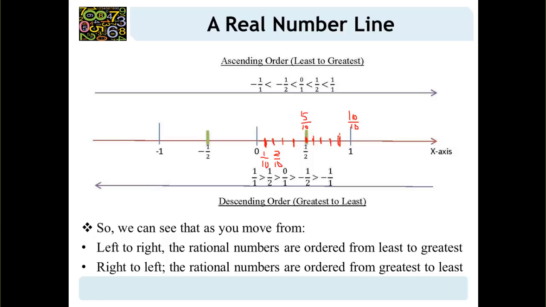10 over 10 is greater than 9 out of 10. 9 out of 10 is greater than 8 out of 10. 8 out of 10 is greater than 7 out of 10. 7 out of 10 is greater than 6 out of 10. If you're moving from right to left, it is greater. 5 out of 10, 1/2, is greater than 4 out of 10. 4 out of 10 is greater than 3 out of 10. And that's the way you know it.